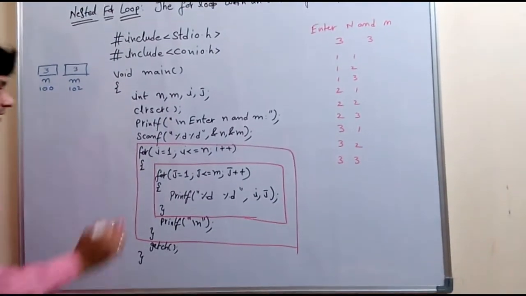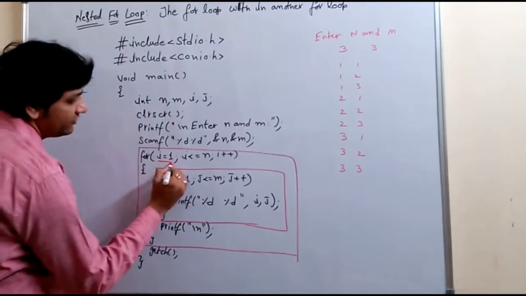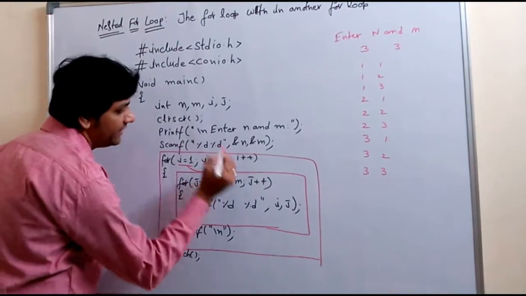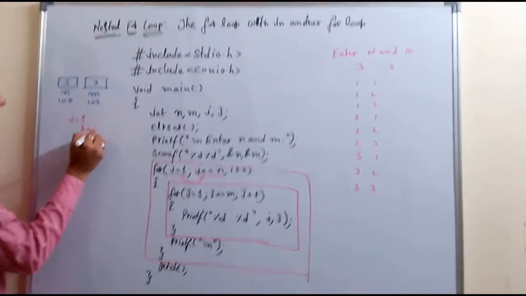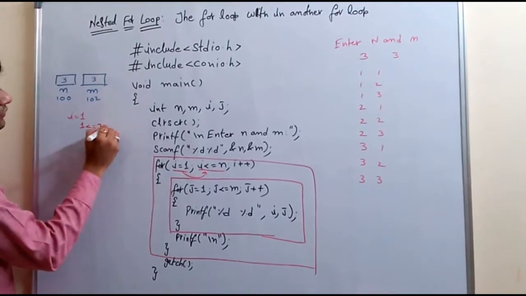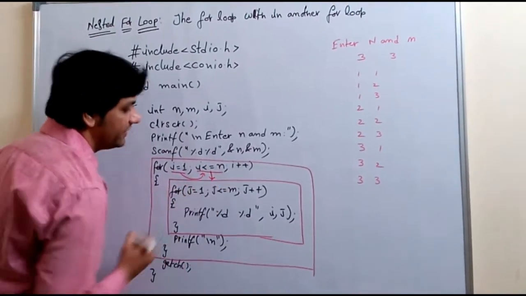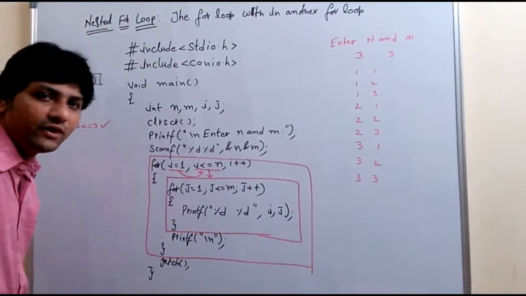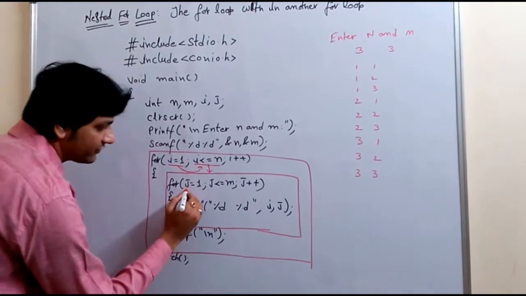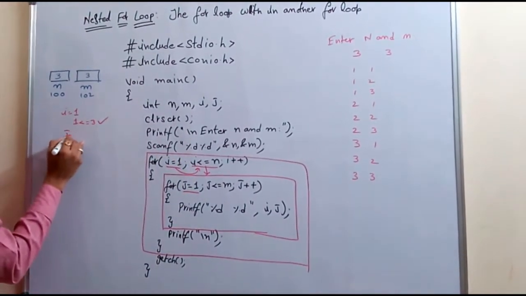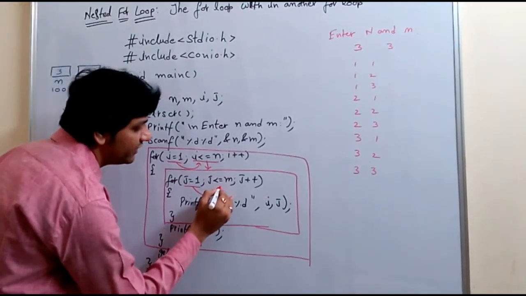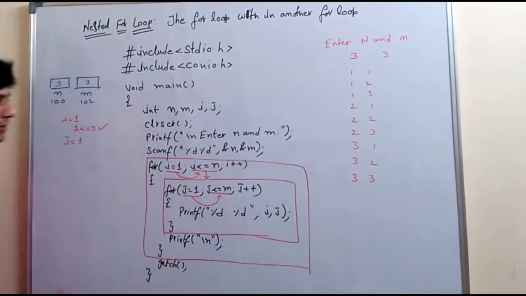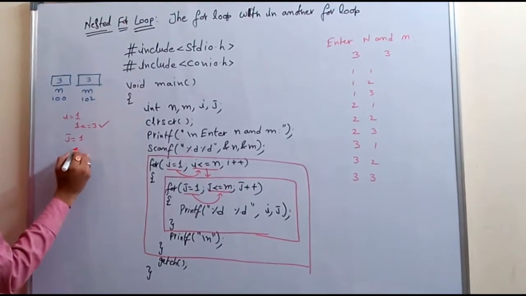So let us execute the first for loop. i equals 1. Then it comes here: i less than or equals to n. 1 less than or equals to, what is the n value? 3. 1 less than or equals to 3 is right. It comes inside. Now this statement is again a for loop. So this for loop starts: j equals 1. Then j less than or equals to m, because n represents row and m represents column.